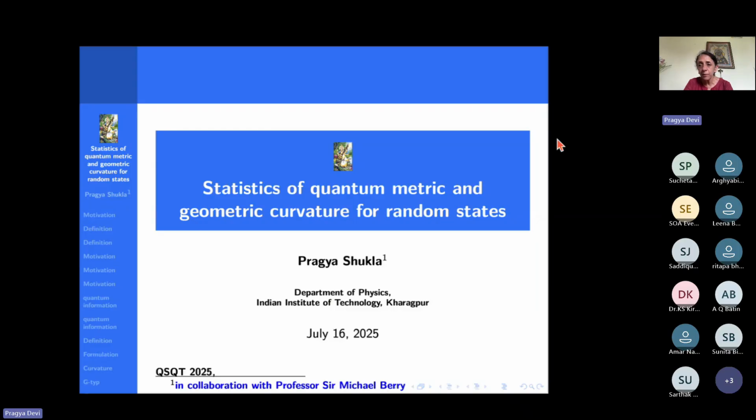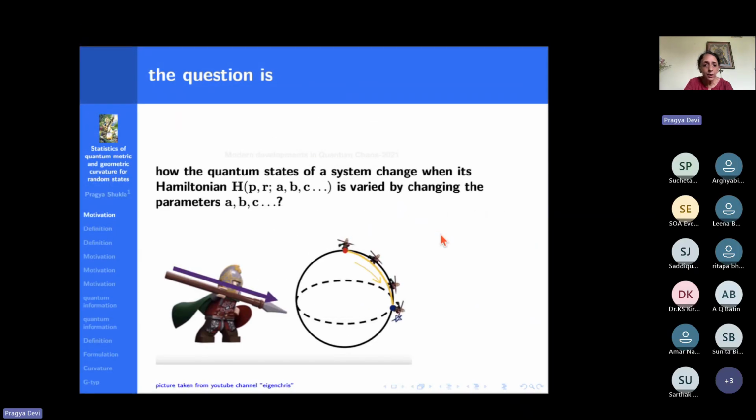So the basic question is how the quantum states of a system change when its Hamiltonian is varied by changing the parameters. The Hamiltonian formulation of quantum mechanics usually consists of two parts, kinetic energy and potential energy. Both depend on the position and the momentum, but the potential energy also depends on the system conditions, and through them on the system parameters. So even if you are not changing your position and momentum, but you are changing system conditions, the Hamiltonian changes, and therefore your state changes.